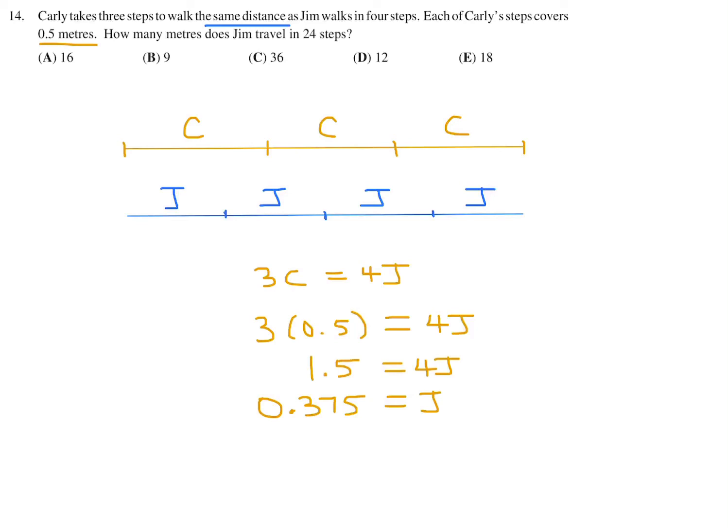So each of Jim's steps is 0.375 meters. Now they want you to figure out how far he travels in 24 steps. So 24 times each step, which is 0.375, is the required distance, and 24 times 0.375 is equal to 9. So 14, the answer is B.